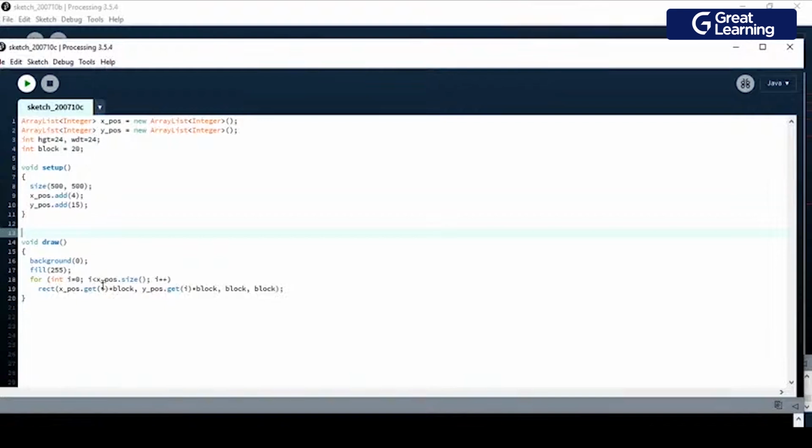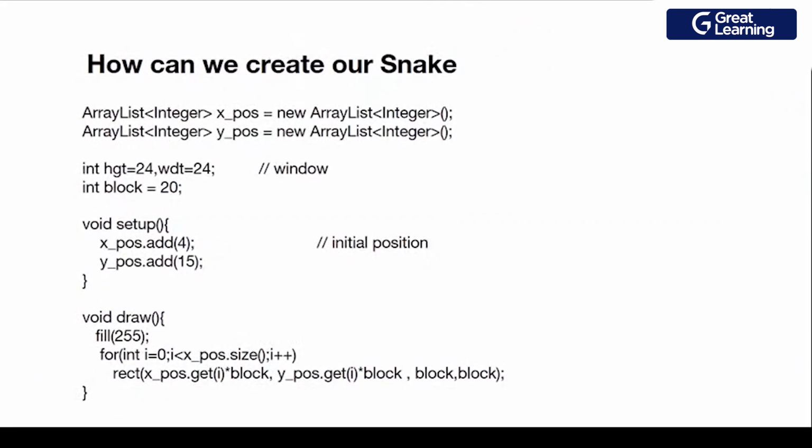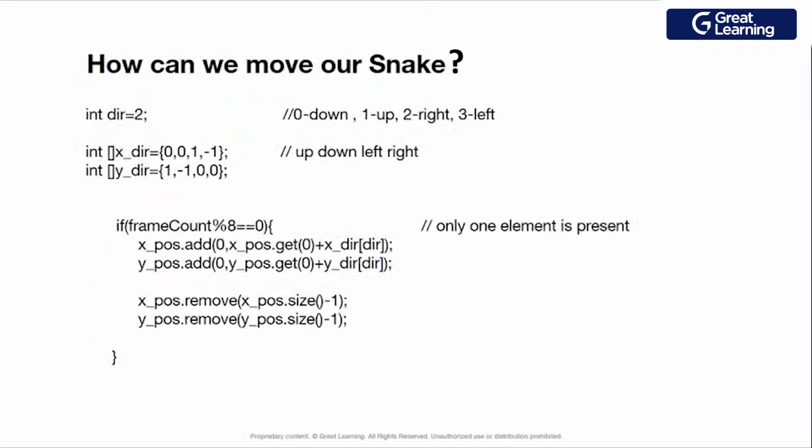Now we have created our snake with the initial positions 4 and 15. Now the second step is, how can we make him move? So how can we make our snake move? Obviously, when we click on that button, it starts moving, right? It will start moving without anything, and that's it. So how can we do that?